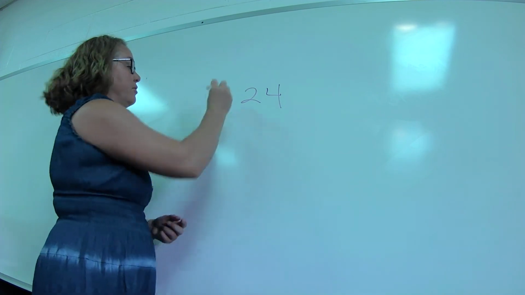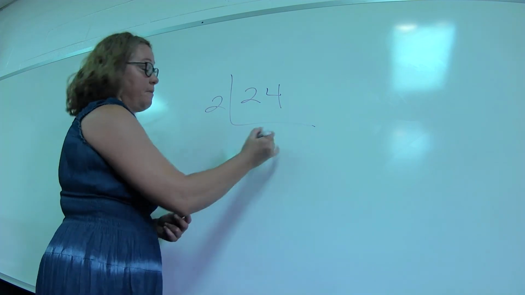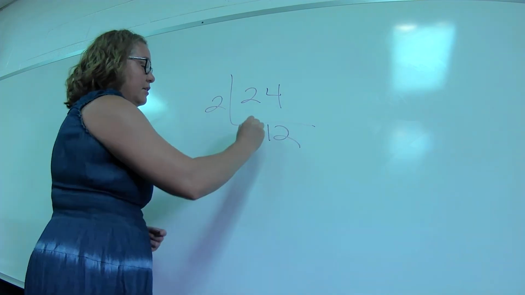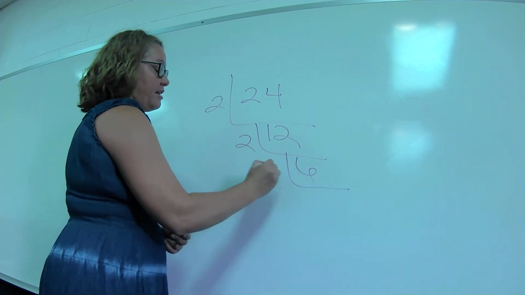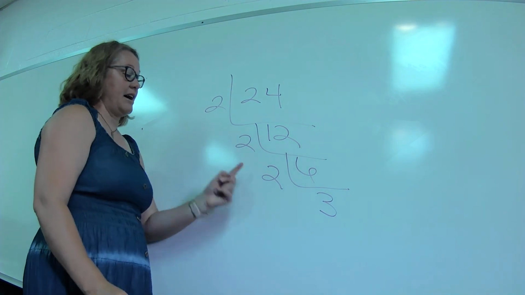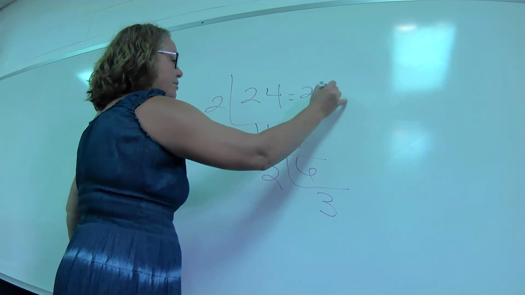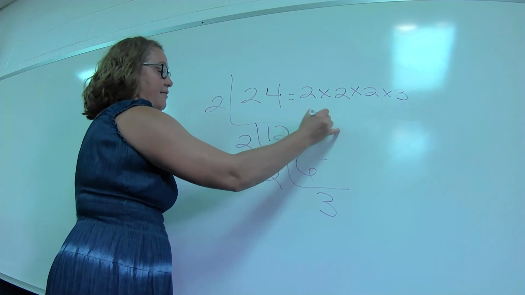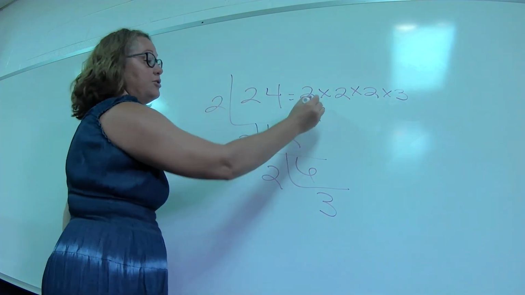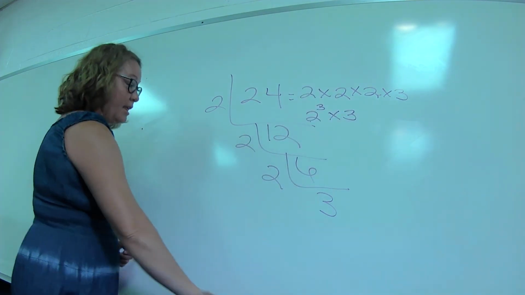All right, 24 is an even number, so I start with 2. 24 divided by 2 is 12. 12 divided by 2 is 6. 6 divided by 2 is 3. So I have now found the prime numbers of 24. 24 equals 2 times 2 times 2 times 3. Or I have 2 to the third. I have 3 2's times 3. All right, so this is dividing by primes.